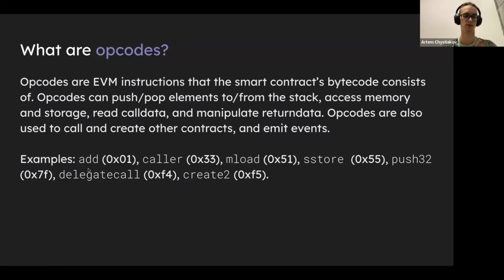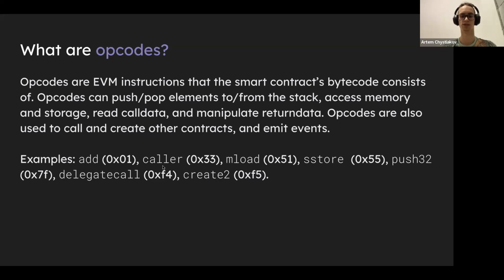For example, here is the opcode ADD. It adds 2 variables by taking them from the stack and pushing the sum of those variables to the stack. This is the hexadecimal representation of this opcode. So if you inspect the raw bytecode of the smart contract and see the value 0x01, probably it is the opcode ADD.